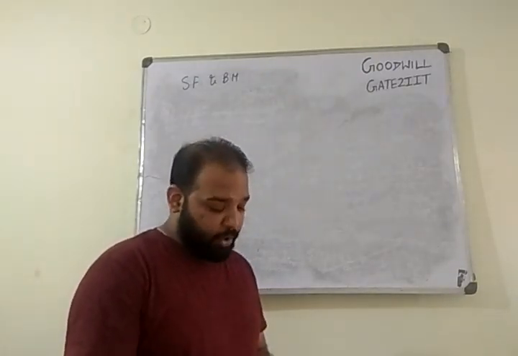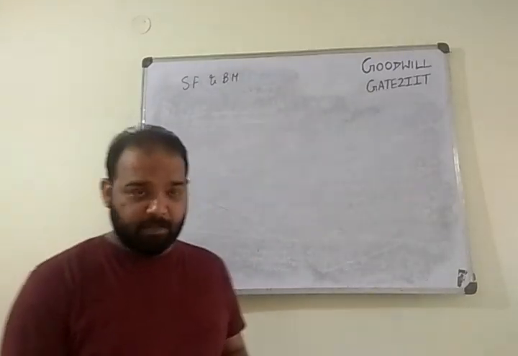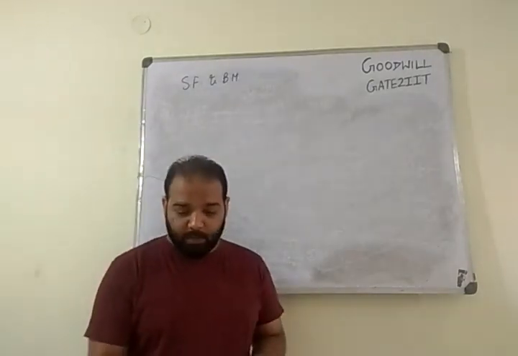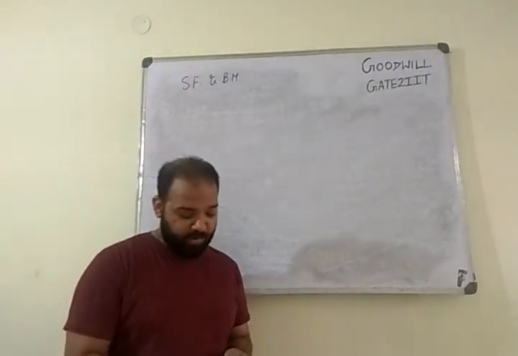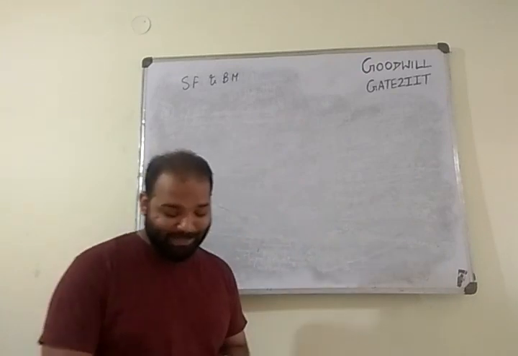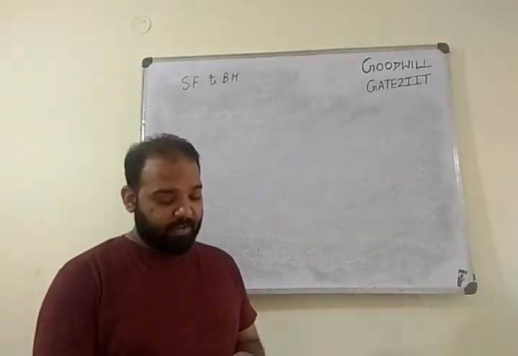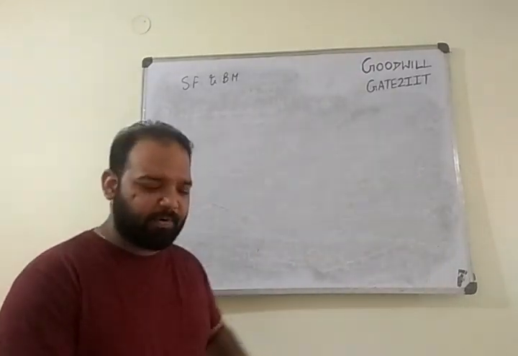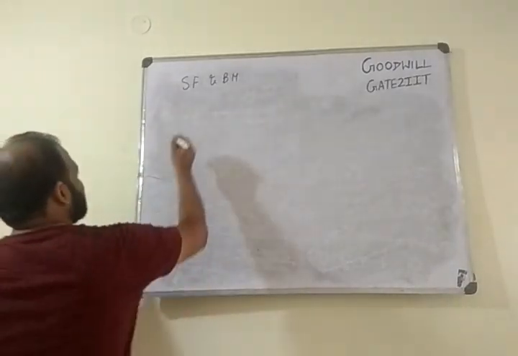For a 1 meter long simply supported beam, with a concentrated vertical load of 200 Newton and a bending moment of 100 Newton meter at the center as shown in the figure, the correct bending moment diagram is. So don't worry about these statements. In simple words, they have given you this.